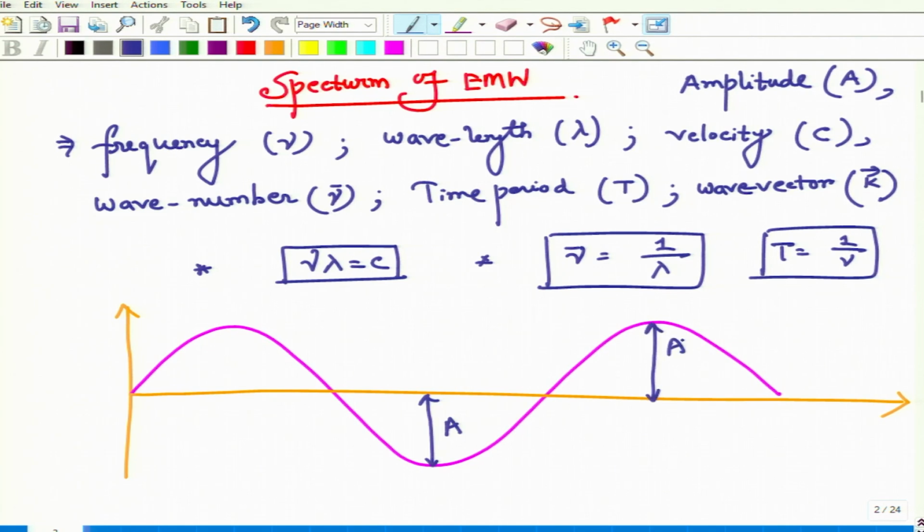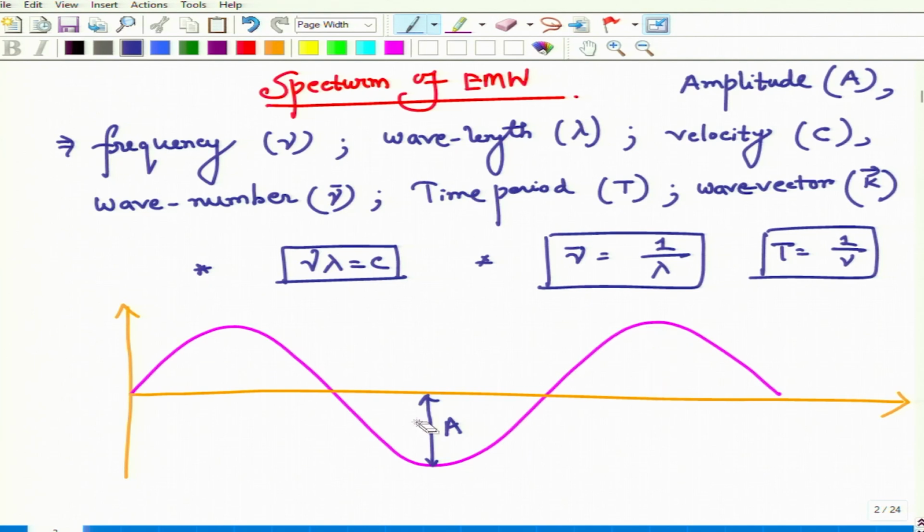There are some formal definitions of these things. I am not getting into that because we are very much familiar with these terms. I am just revising them. Amplitude essentially signifies the deviation of the wave at any particular instant from the equilibrium position. That's the amplitude.